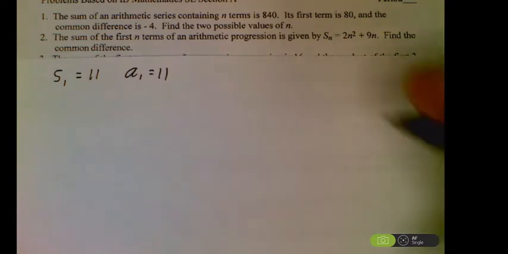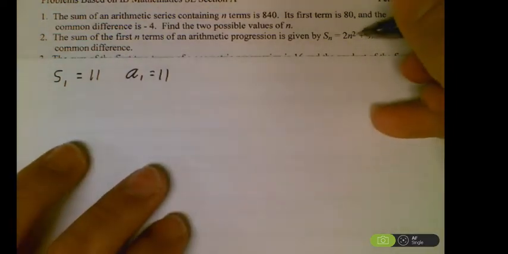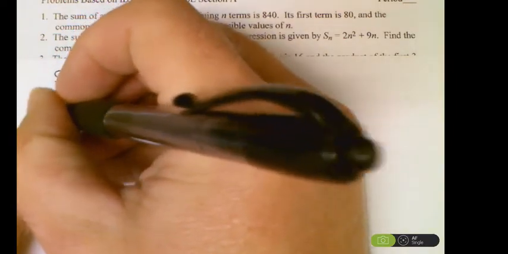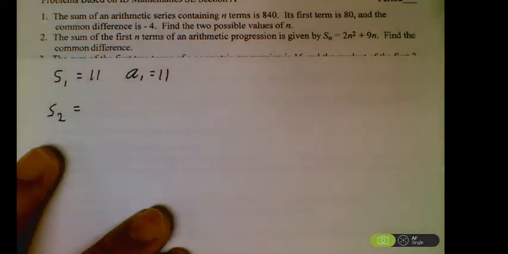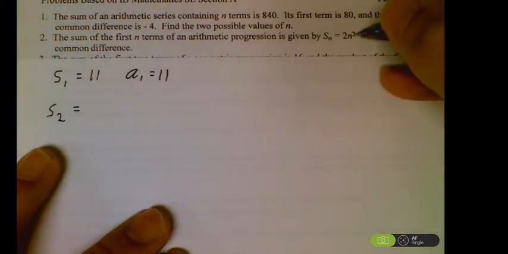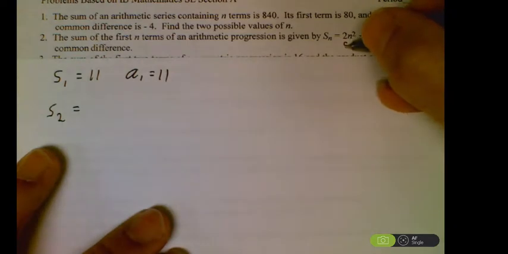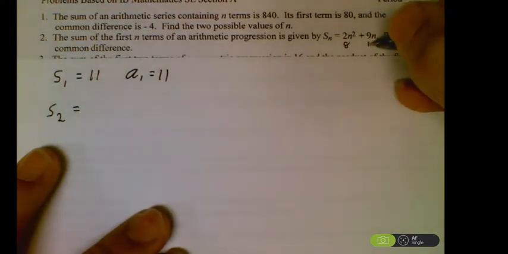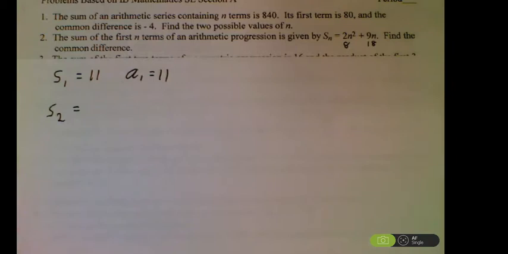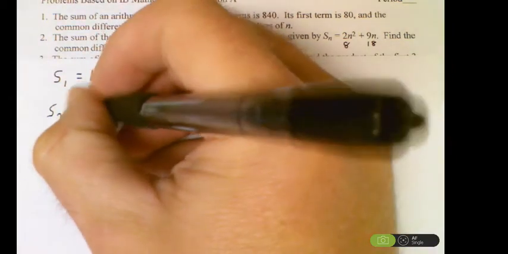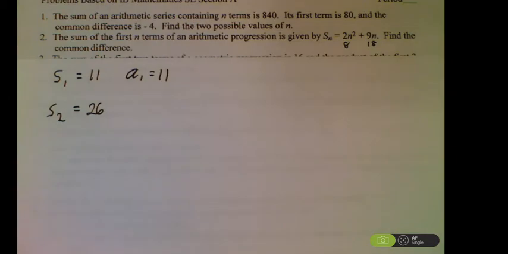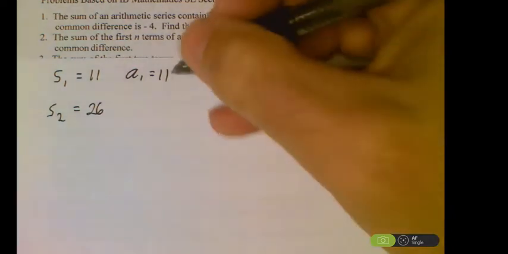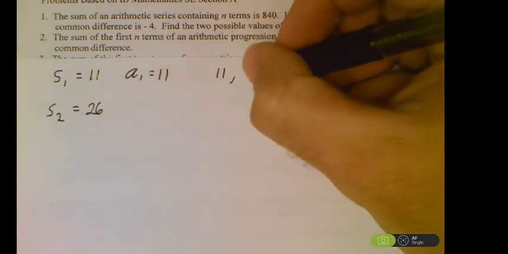So if we wanted to find the sum of the first two terms, I would plug in a 2. So sum of the first two terms, so 2 times 2 squared, and 9 times 2. So if we add those up, we're looking at 26. So keep something in mind here. I know that the first term is 11. So if I was just starting to build the sequence, I know the first term is 11. The second term we don't know yet.